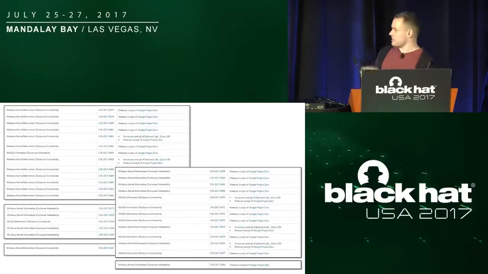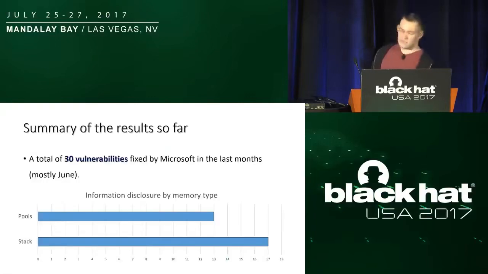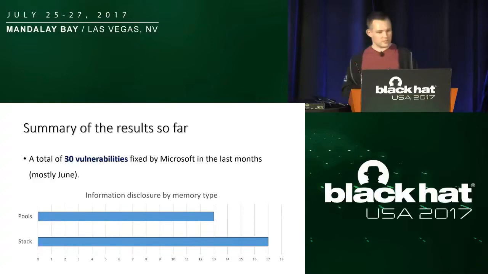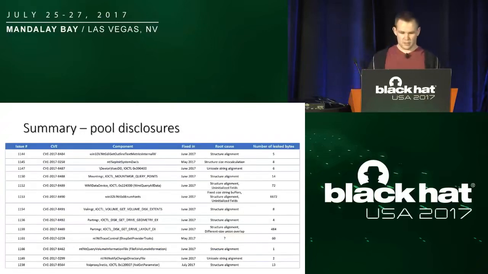This is the results on a single slide. So it's a couple of screenshots from Microsoft bulletins from the last 4 months. The summary is that we found so far 30 vulnerabilities. 13 of them were from the pools and 17 from the stack. So it's quite evenly divided. And we can see here the pool ones were triggered in a number of kernel drivers. So we have both the core NT OS kernel, we have Win32K, we have a bunch of partition manager drivers, volume manager drivers, stuff like that.